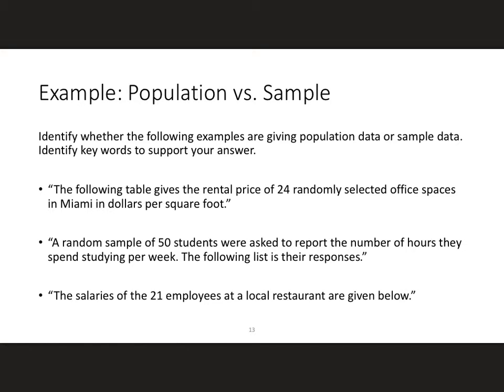So after you've done this, you should see that for the first one, the following table gives the rental price for 24 randomly selected office spaces in Miami in dollars per square foot. So we have 24 randomly selected office spaces. So that would be a sample.